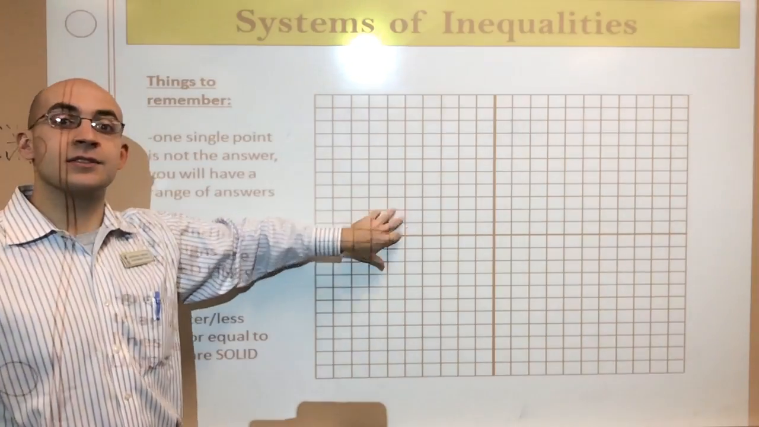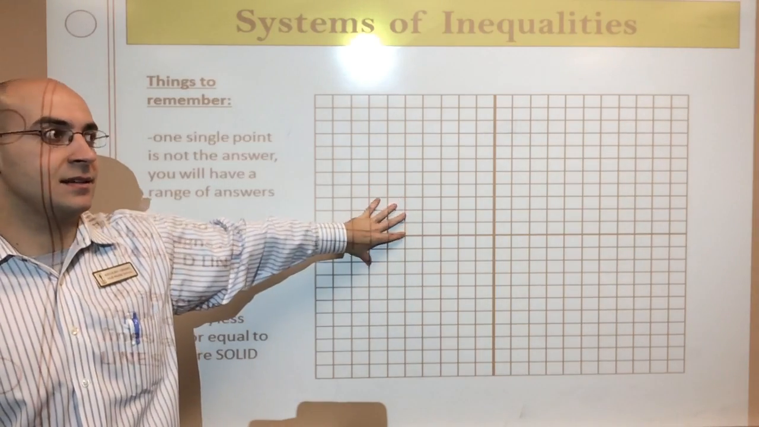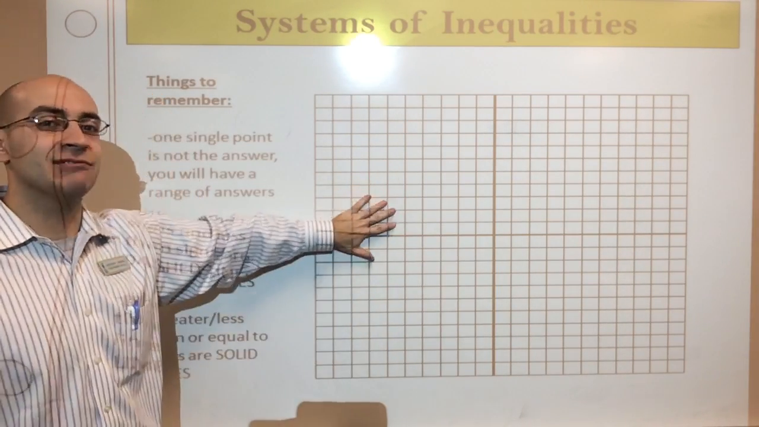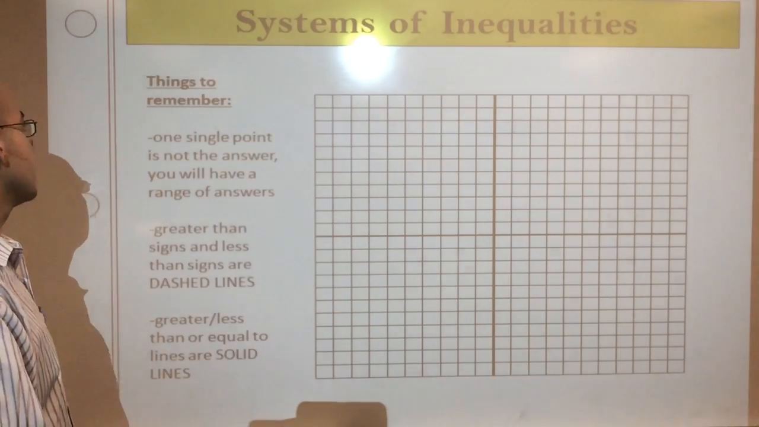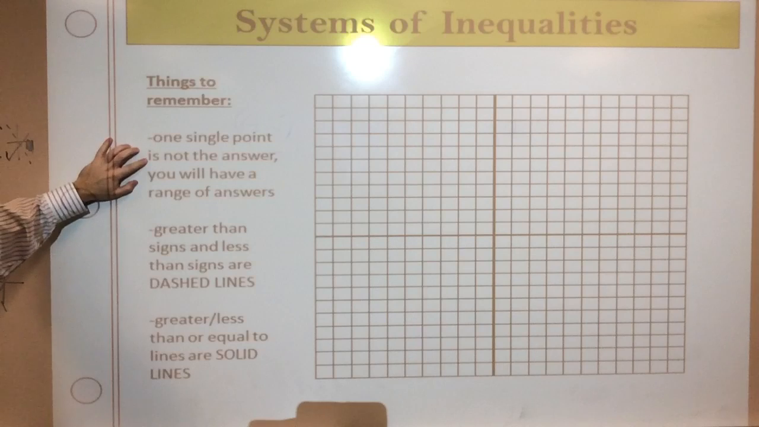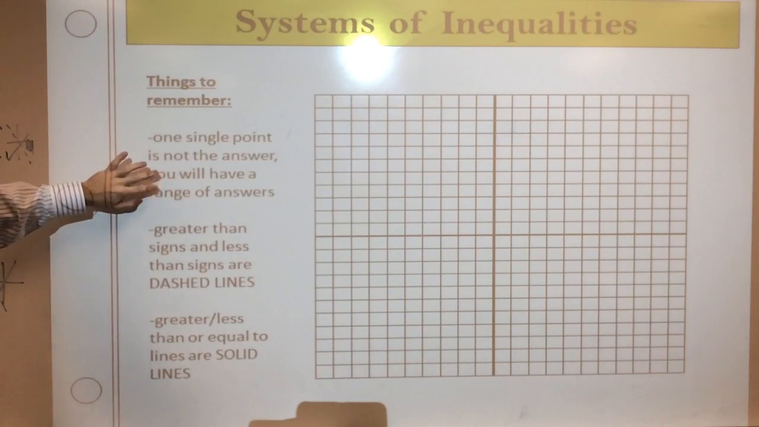I have a graph here because the graphing method is the awesomest way to solve this. Otherwise, it's going to be a nightmare. You need to represent it graphically. So, all right. A couple of things to remember. One single point is not the answer for a system of inequalities. You have a range of answers.